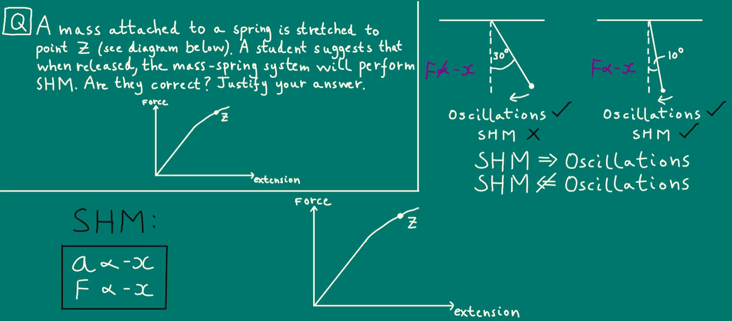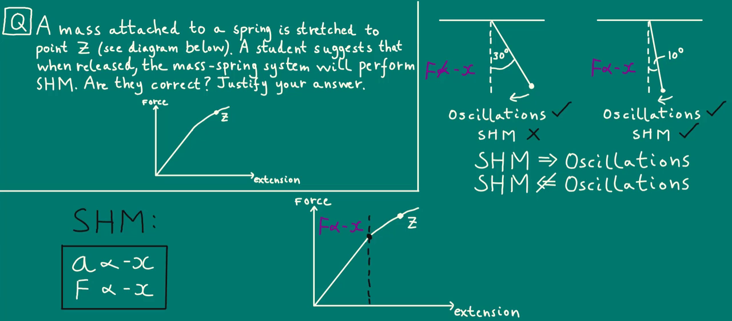Returning to the question, we can see that the force extension graph is a straight line from the origin up to a certain point, known as the limit of proportionality, which is shown as this black point or dot here. In this region, we can say that F is proportional to minus x.